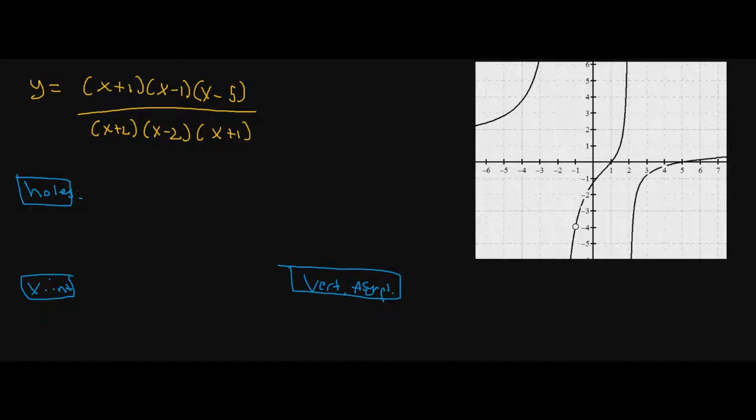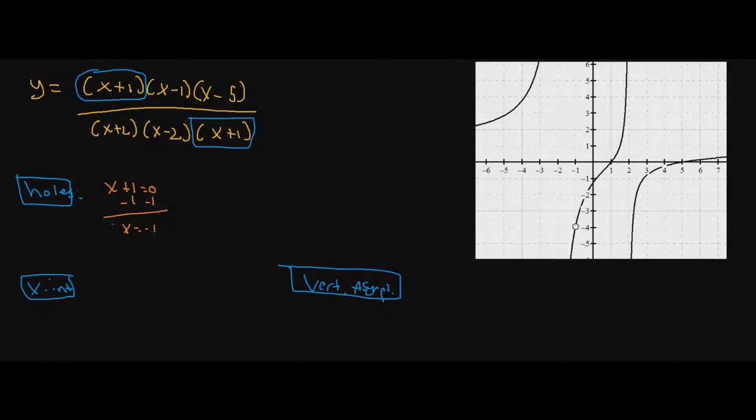Whenever you have these three things to identify, the first thing I want to do is ask, do you notice any factors that are the same on the numerator and denominator? Well, I see an x plus 1 right here, and I see an x plus 1 right here. Because these are the exact same things on top and bottom, just like we showed in the previous example, that tells me where the hole is going to be located. Well, x plus 1 equals 0. We set it equal to 0 and solve for it.